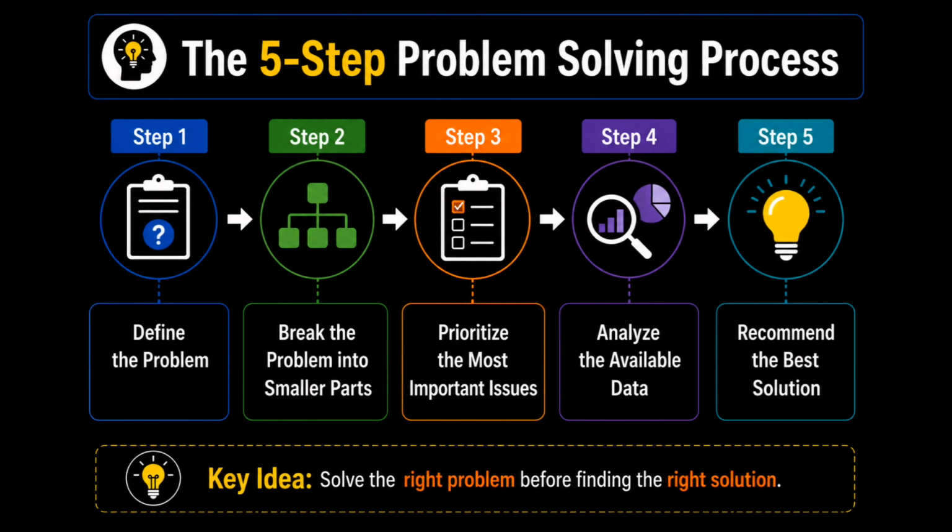Every successful data analyst follows a structured process to solve problems. Instead of making random assumptions, they move step by step until they find the real solution. Step 1 is to define the problem clearly. If the problem itself is not understood, even the best solution won't work. Step 2 is to break the problem into smaller parts. A large problem becomes much easier to analyze when it's divided into manageable pieces. Step 3 is to prioritize the most important issues.